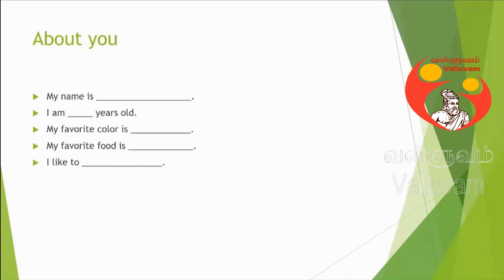Roshli, you want to go next? Yes, miss. Go ahead. My name is Roshli. I'm 8 years old. My favorite color is pink. My favorite food is noodles. I like to study and play. Okay, good job. Very good, Roshli. That was very good.